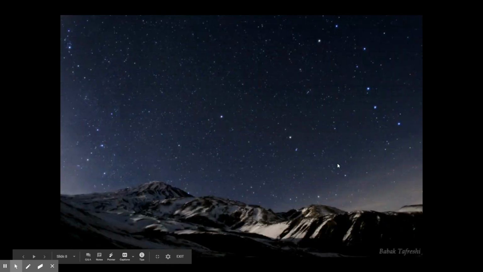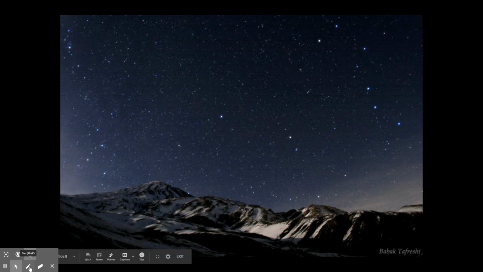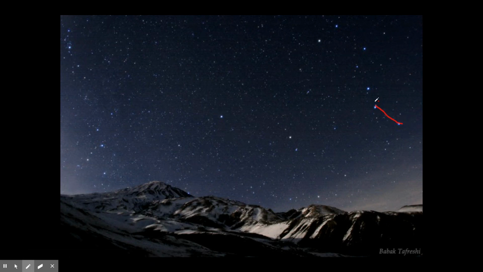So here's a picture of the night sky. Maybe if you were out away from any city lights, you might see something like this in the night sky. And so what we have to do is try to find Polaris in this image. Maybe you already found it, but I'll help you. Okay, first find the Big Dipper. Here's the tail of the Big Dipper.